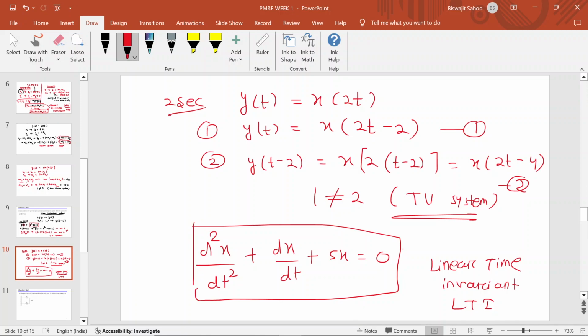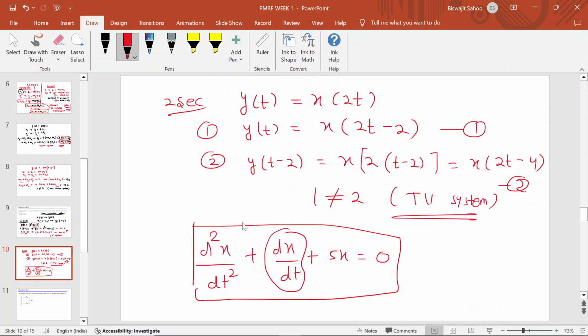Differentiation is definitely linear, and definitely time invariant. Higher order differentiation, d square x by dt square, is also a linear time invariant system. So if this type of format is there, in any question you just apply this principle and verify by yourself whether the system is an LTI system or not.